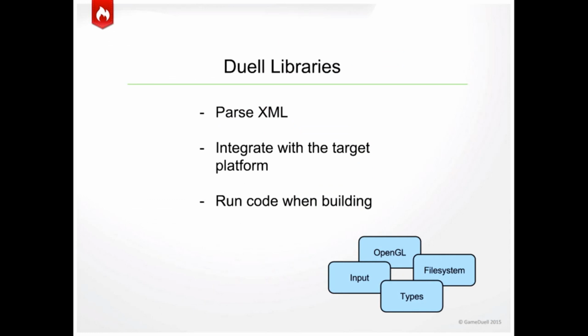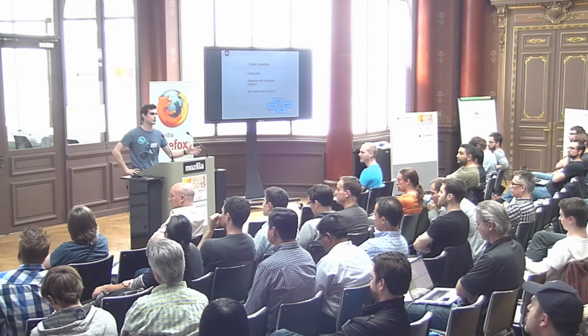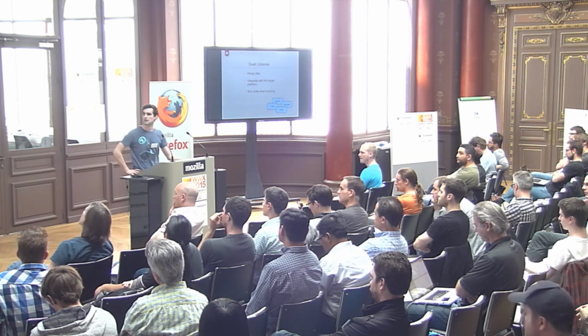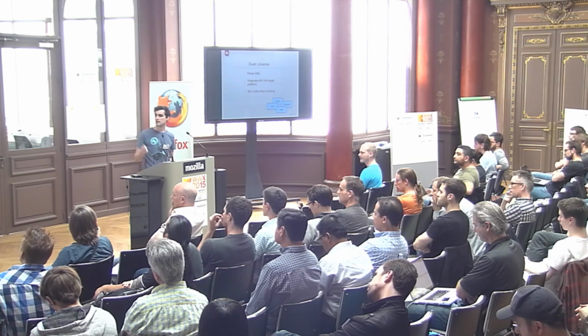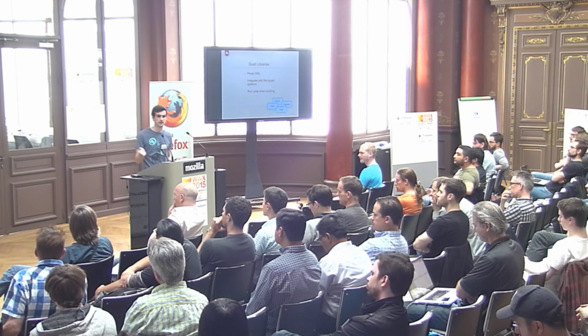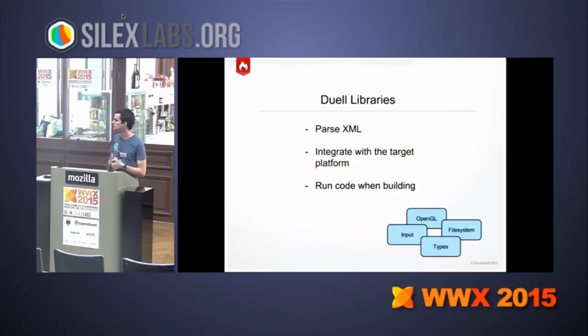So our libraries can do three things which we think are pretty nice. They can parse XML, so you can have a standardized way of providing configuration to the users of your libraries. They can integrate with the target platform, so you can do very advanced things like integrate SDKs. For example, if you have some tracking system, they usually have their own SDK, and you can make one library for that. OpenGL is basically anything that requires a bit deeper integration than just Haxe code. And they can also run code when building. There is already the haxelib run thing in Haxe that you can include, but here the code is actually run when you build, so you don't have to run it before. It's part of the build process.